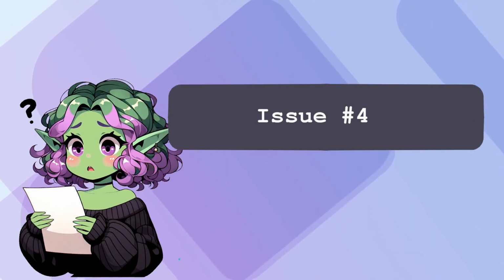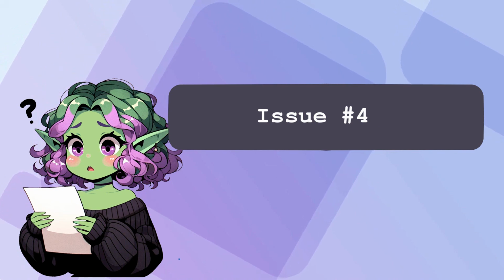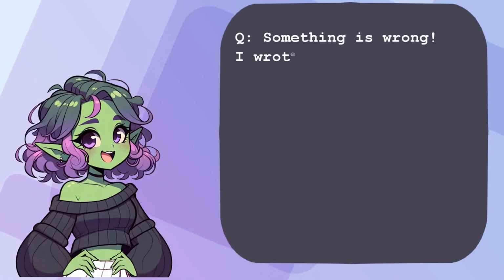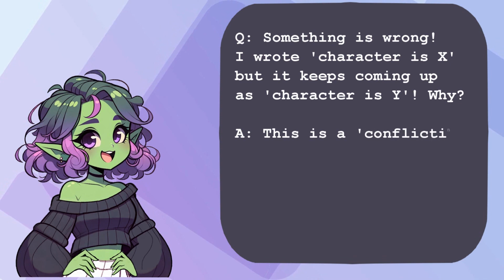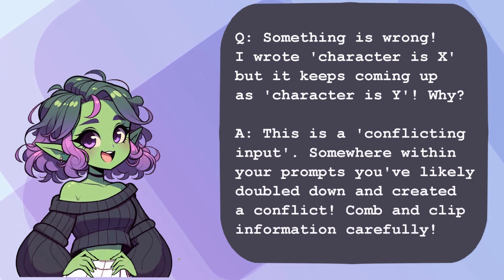Issue number 4: Something is wrong. I wrote character as X, but it's registering as something else entirely. What do I do? Well, this could be a classic case of conflicting inputs. When you overspecify or stack similar instructions, you risk confusing the AI. For example, if you describe a character as both tall and over 6 feet, the AI might interpret this as meaning they're something like 9 feet tall.